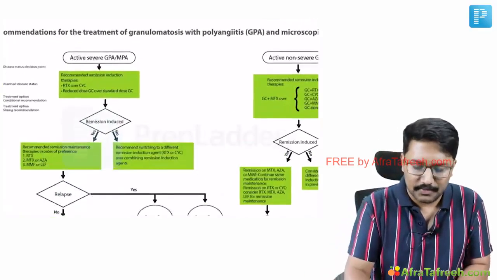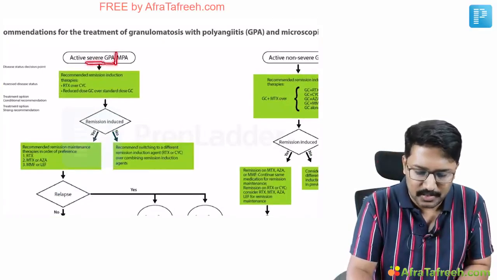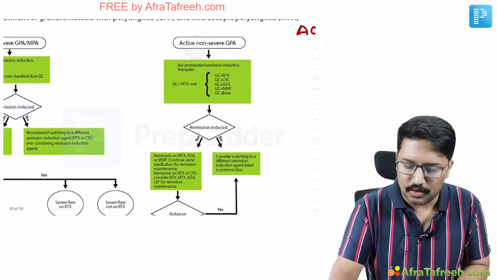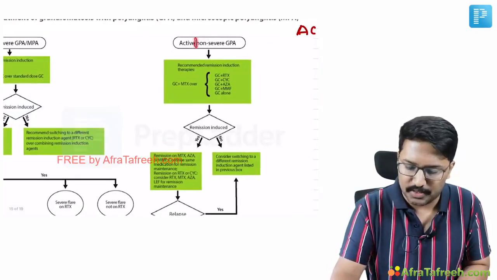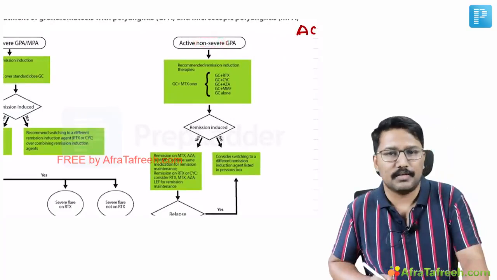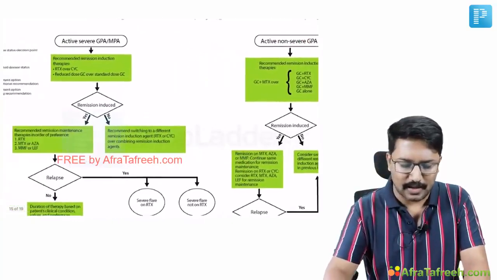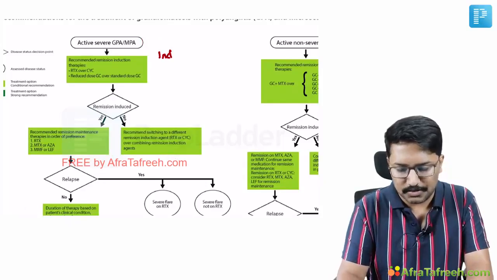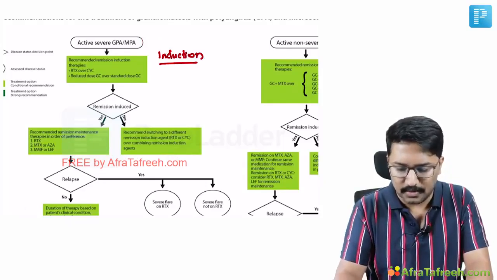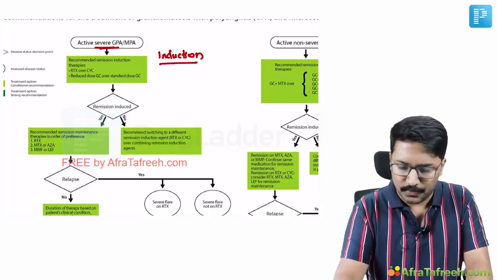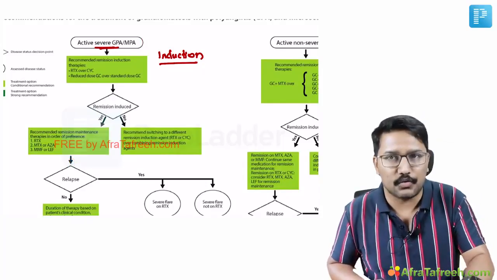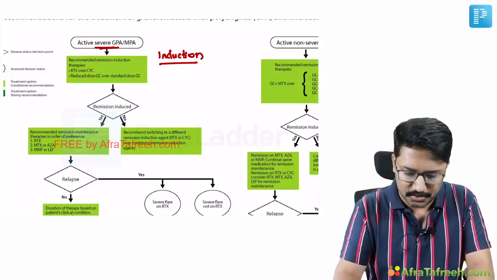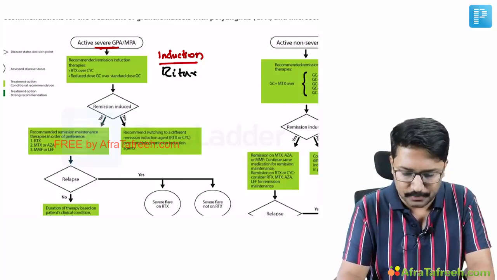One is for active severe granulomatosis with polyangiitis, and there is a separate recommendation for active non-severe GPA. So if a patient presents with active severe GPA, what is the induction regimen of choice? The induction agent of choice when the patient has active severe GPA: we no longer recommend the use of cyclophosphamide. The 2021 recommendation is in favor of rituximab.